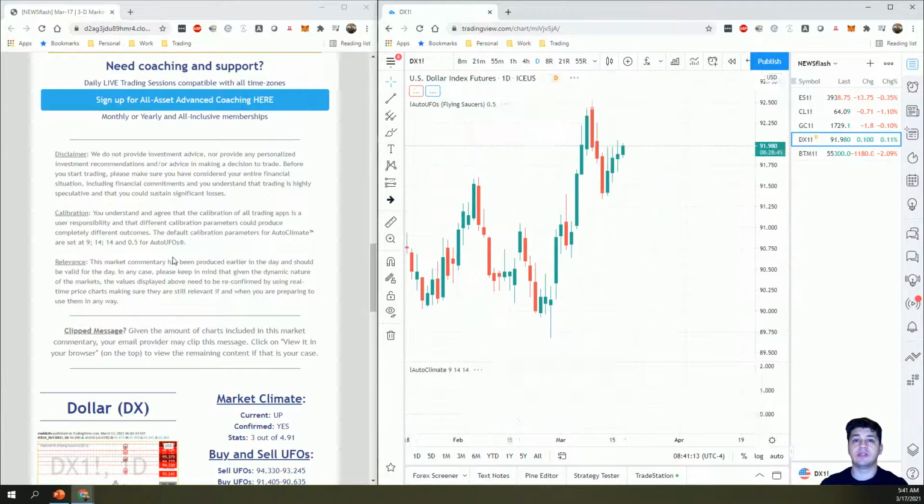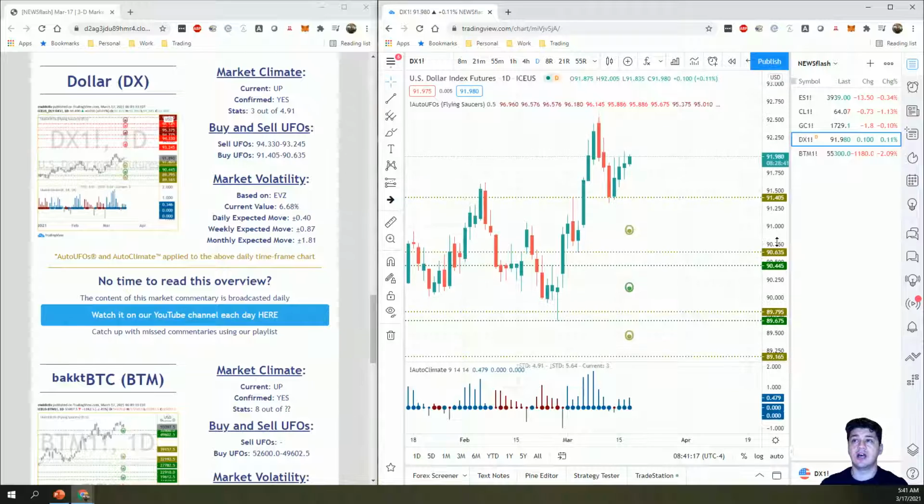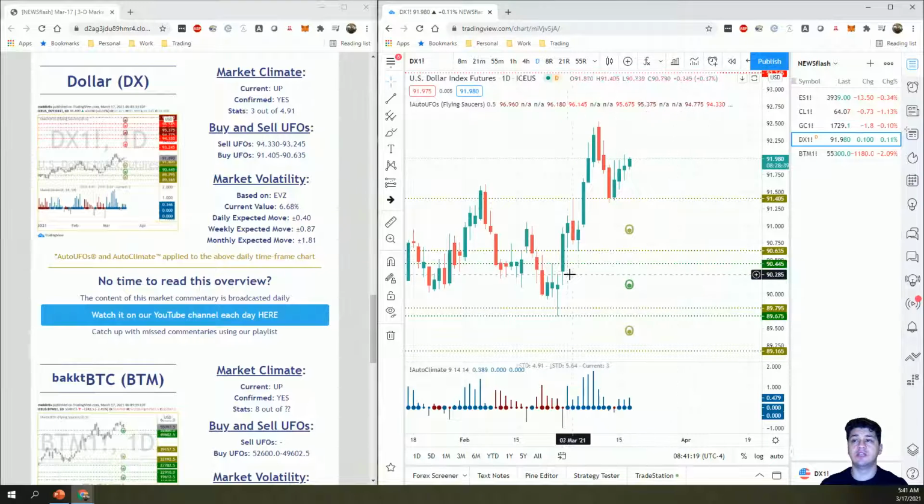All right. The next one up, we're looking at the dollar index. So the dollar has been on the move lately, ever since the stimulus package really got announced that it's on the fast track and already hitting, I think, a couple million accounts in the U.S. already with the stimulus money. So, we do have an up climate. It is confirmed. It is the third one out of five, as we see here.